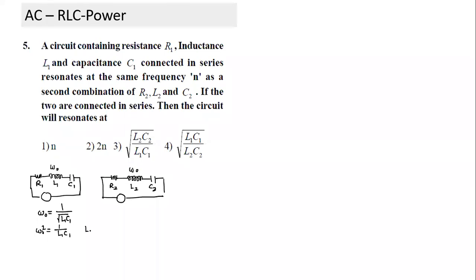Basically, we can say L1 C1 is equal to 1 by omega naught square. I can write it as some constant k. Similarly for the second one, since both resonate at the same angular frequency.